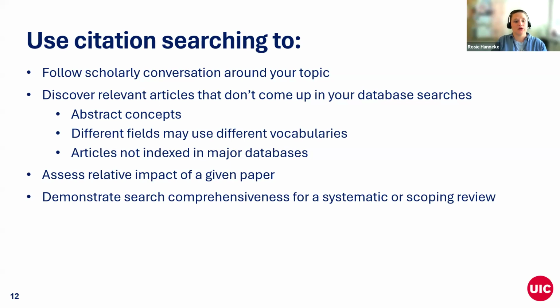And then also, it helps you find articles that aren't indexed in major databases. So for example, on a review that a colleague and I completed a few years ago, we found a highly relevant study using forward citation searching. We hadn't found it because it was from a fledgling African open access journal, and it's not in any of the major databases. It ended up being a really important paper that we wouldn't have found if it weren't for the forward citation searching.